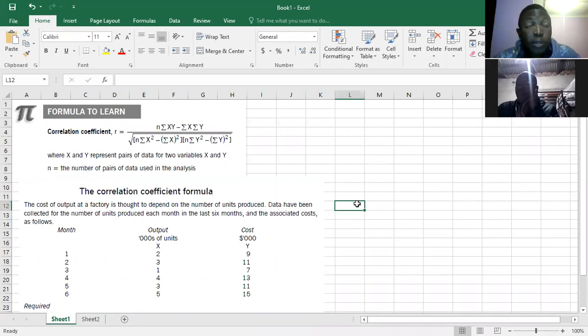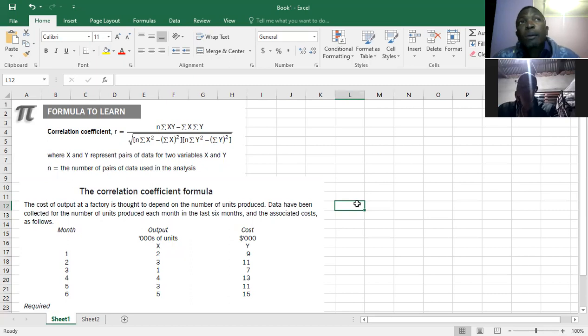They may also ask you to calculate the correlation coefficient. Two items are correlated if a change in one is associated with a change in the other item. For instance, the rise in temperatures and the sale of ice cream. You will notice that in October, we sell more ice cream than June. So the two activities are correlated.